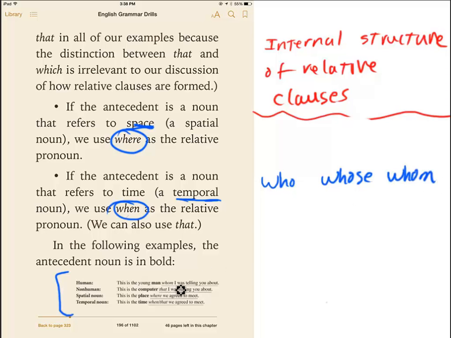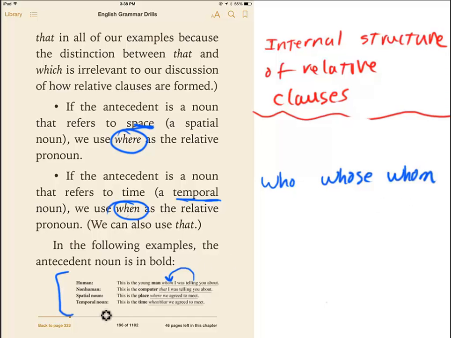So let's see if it's the object. Obviously, it's the object. I was telling you about. I is the subject, but the receiving action is whom. Whom I was telling you about. Who was being told about? The young man. So it's the object, receiving the action.